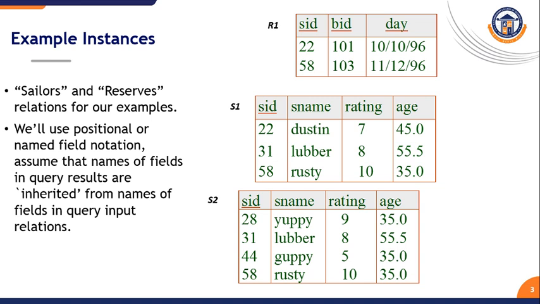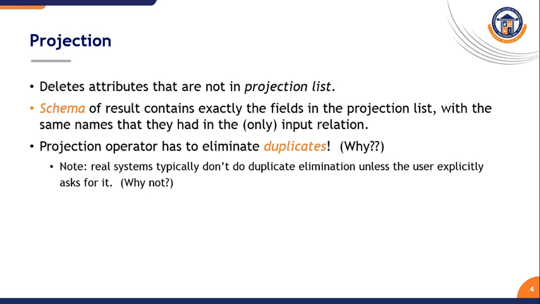The next slide is projection. Now let's see the projection operator. Projection removes the attributes that we don't want from the relation. So the schema of the result will contain only the fields listed in the projection. But there is one important point: projection must eliminate duplicates. Why? Because relations are defined as sets, and sets don't allow duplicates.